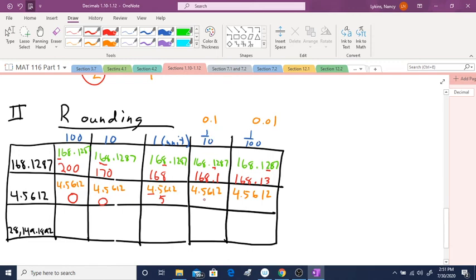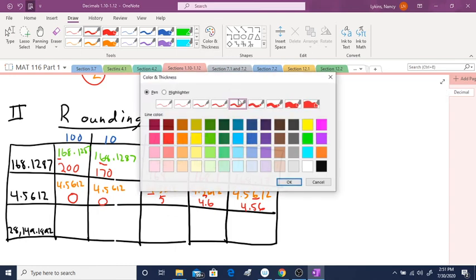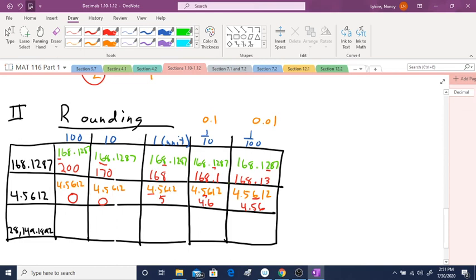Look at the 1/10, that is my 5. So what does that 5 do? It goes up to a 6 because of the 6 behind it. And finally, the 100th position, which is at 6, it's 4.56. That 6 does stay the same. So I think you all get the picture.